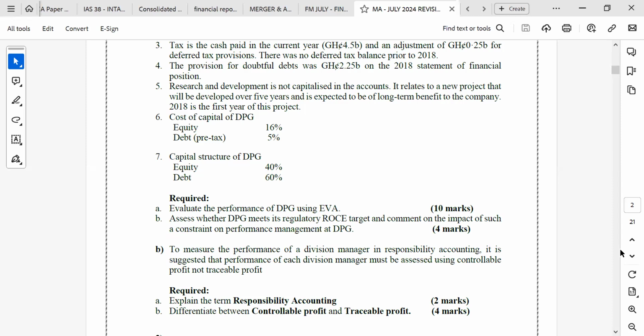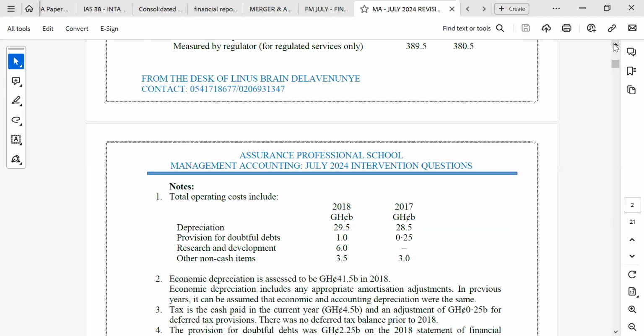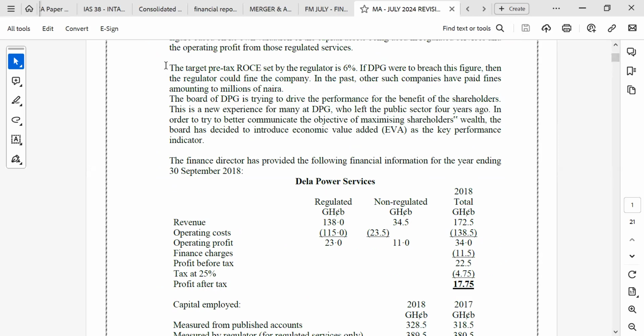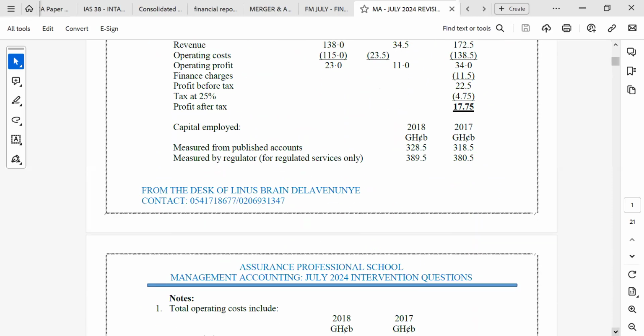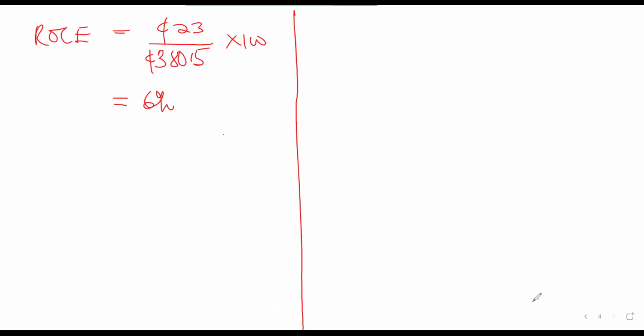Okay, but this is what ROCE is calculated using, what accounting figures? It's calculated using accounting profits. So because we have a target, we are all human. Because we have targets, the accountant can decide to manipulate the profit so that we'll be able to get the 6%. And it's also not actual return because we are using profit. Profit is not cash.